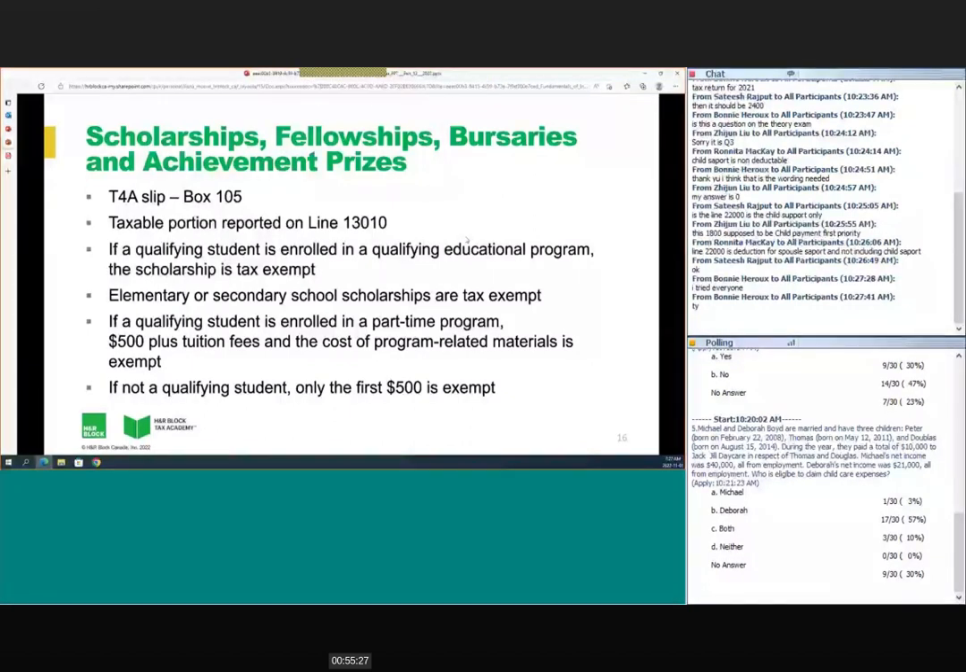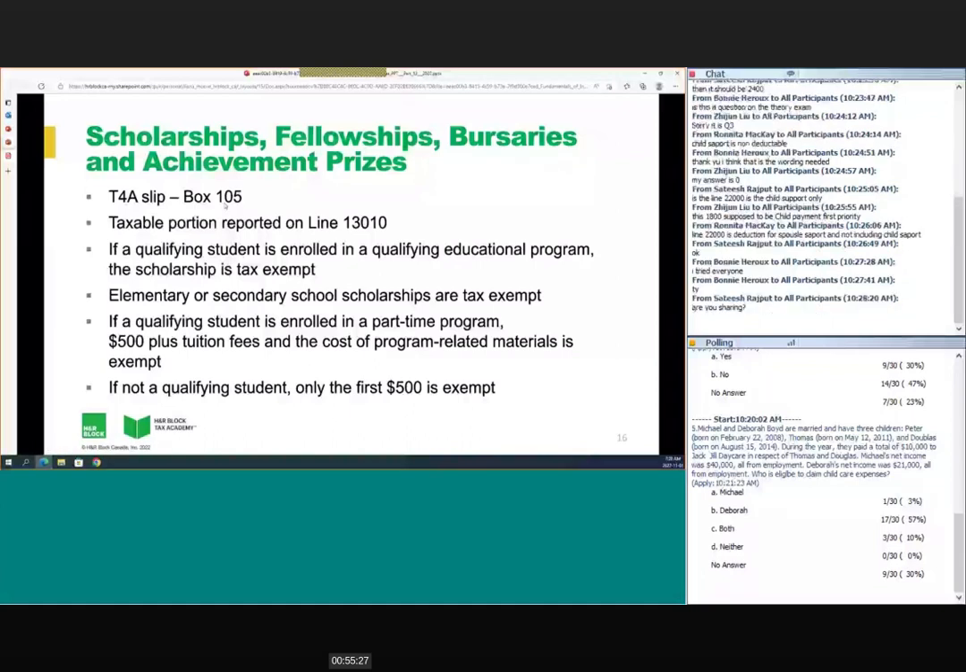All right. So we'll start with our first section about students, if everybody's okay with that. Students are unique in the fact that some of them will get scholarships or achievement prizes or bursaries, and this income is reported on a T4A slip, box 105. We will see that in the chapter review problem today. The taxable portion will be reported online on the tax return, line 13010.